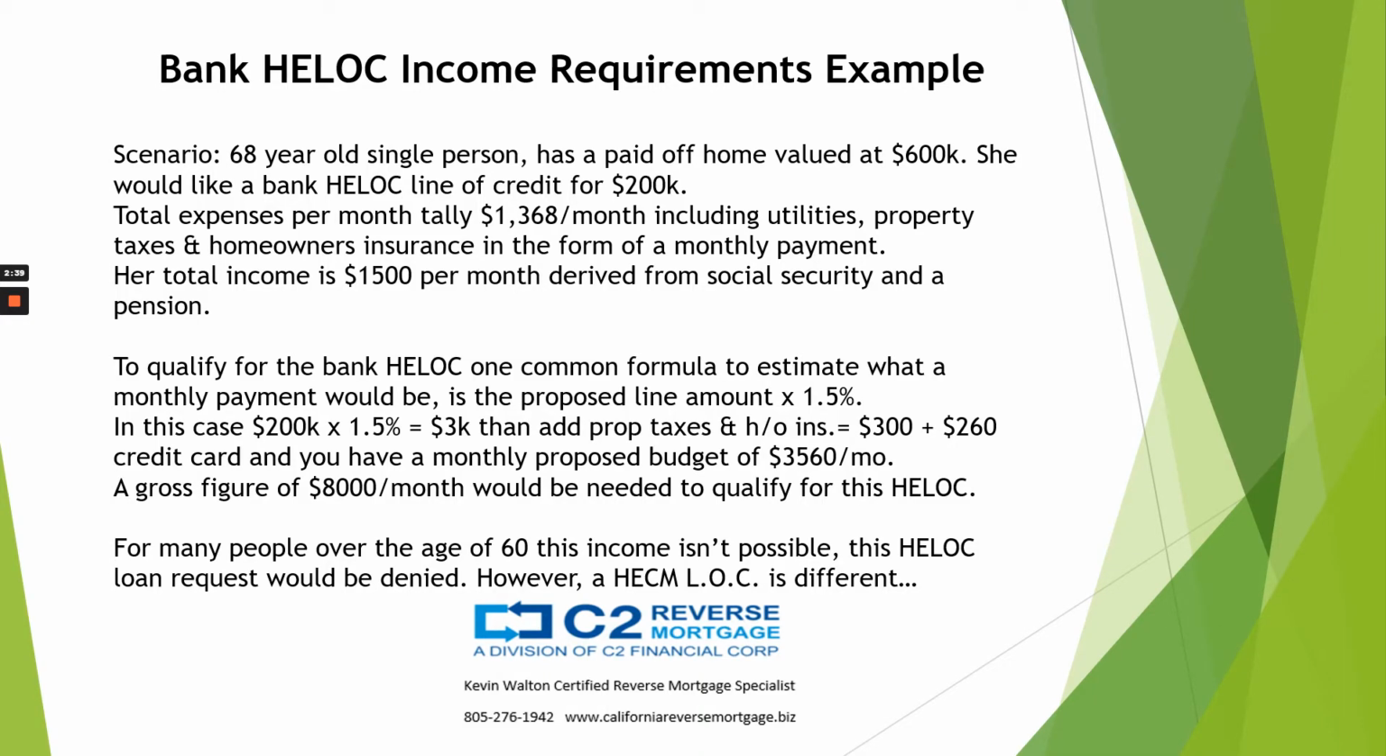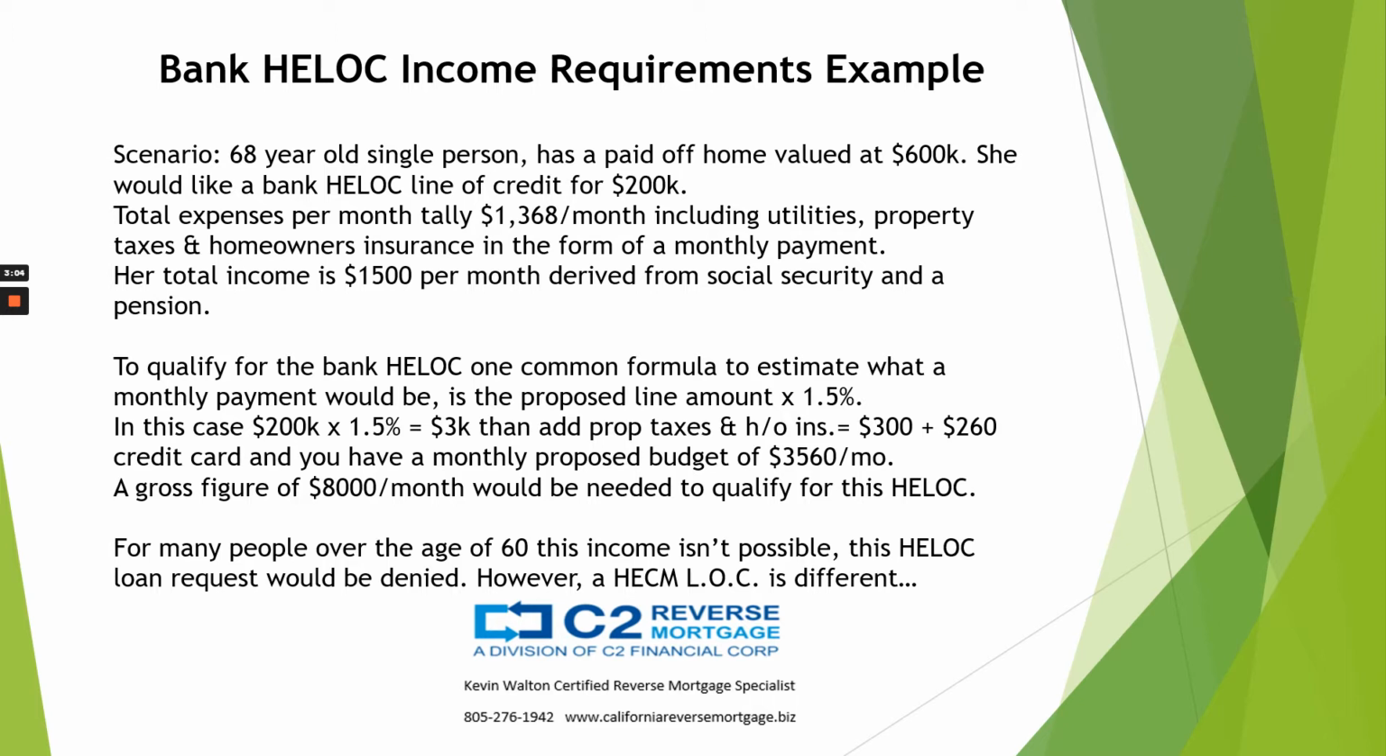This is a situation that I had just recently. A 68-year-old single person has a home that was paid off and worth $600,000. She went into her bank to get a line of credit for $200,000. Her total expenses per month were $1,368, and her income was $1,500 per month from Social Security and a pension.